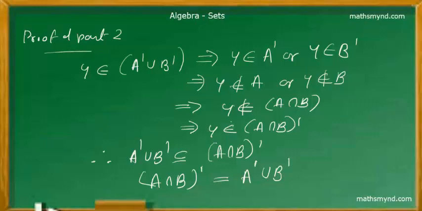That leads us to the second conclusion, that A complement union B complement is a subset of A intersection B complement. As I already said in the proof of the first part, if A is a subset of B and B is also a subset of A, then we are dealing with equal sets. That simply means that A intersection B complement is equal to A complement union B complement, and that gives us the proof of the second part of De Morgan's law.